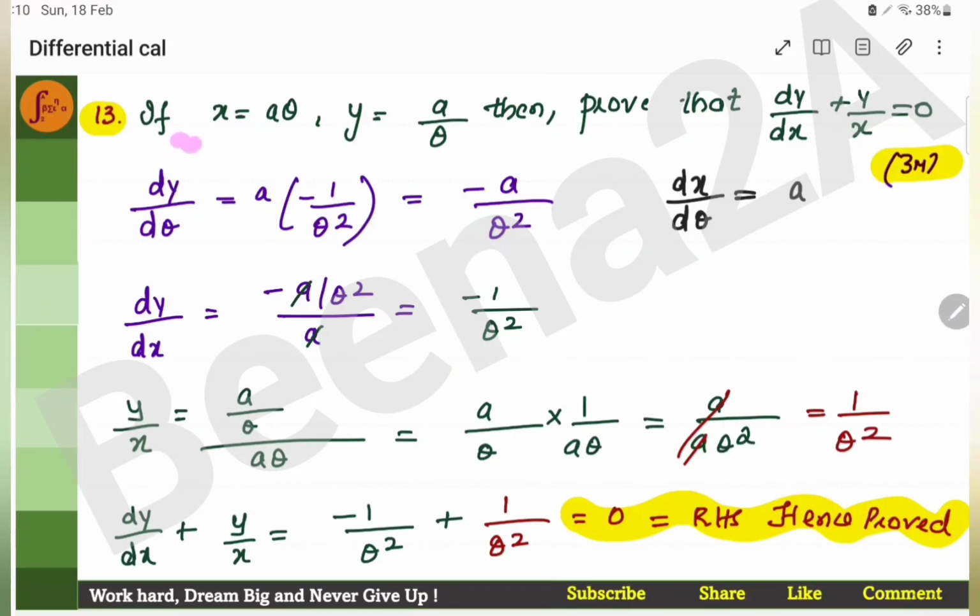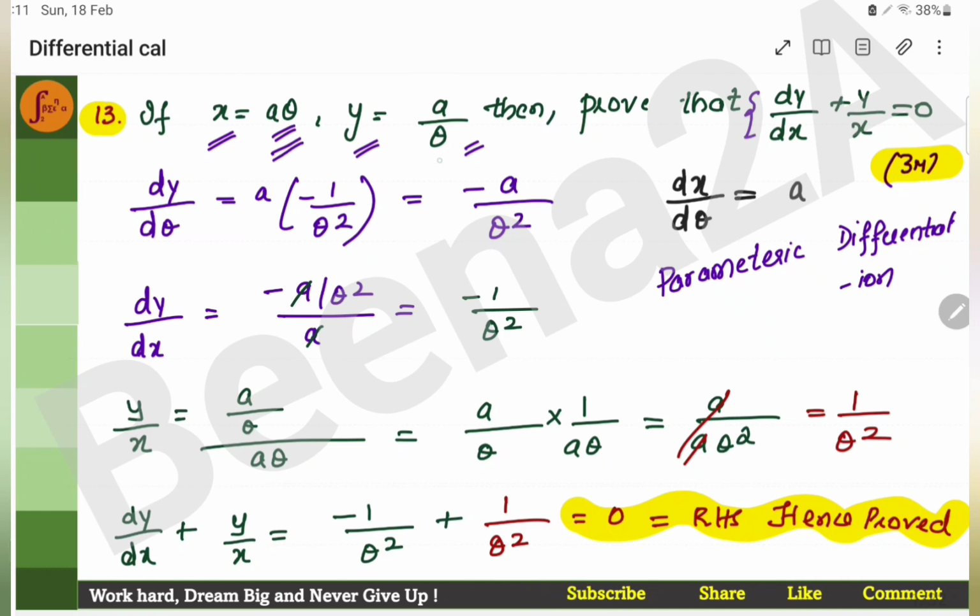We'll look at the next problem. If x is equal to a theta, y is equal to a by theta, then prove that dy by dx plus y by x is equal to 0. So basically this is nothing but parametric differentiation. How do you understand if it's parametric differentiation or not? Here you have x given in terms of theta, y given in terms of theta, but you have to find dy with respect to dx. You have to differentiate y with respect to x, but here you have it in the form of theta. That's why it becomes parametric. So you have three variables here: y, x, and theta. That's why it's called parametric.